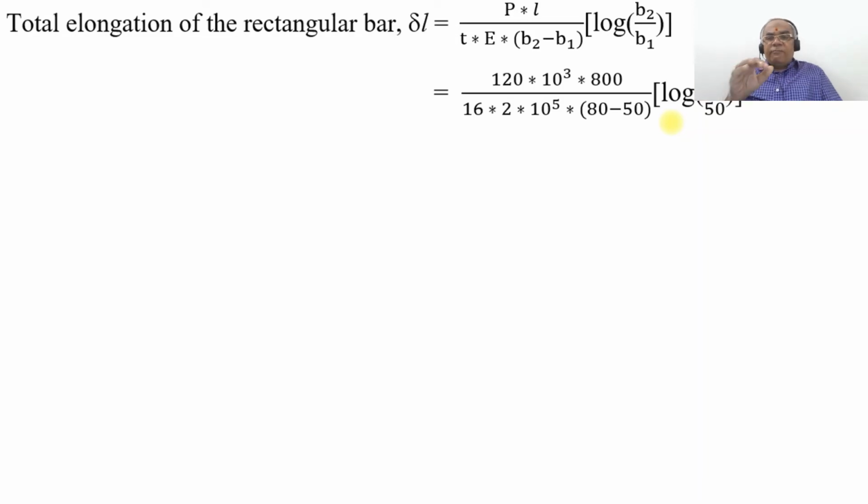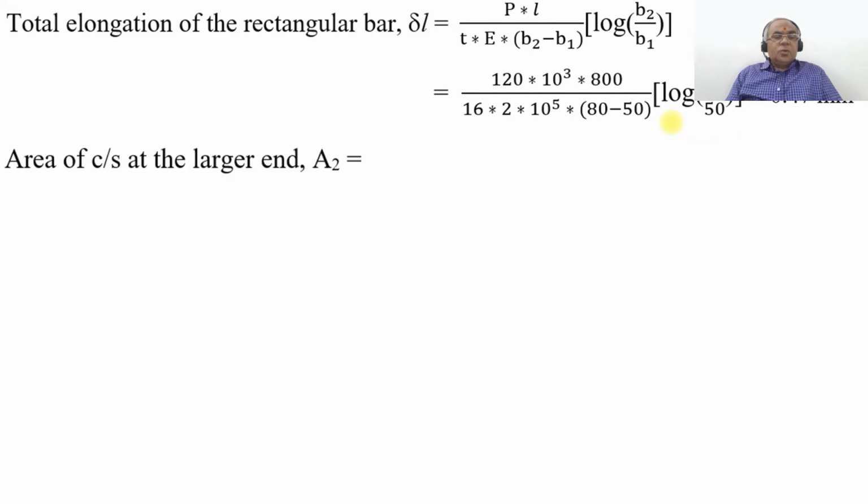So substitute the value of P as 120 into 10 to the power of 3 and the length as 800 divided by thickness, which is 16, E is 2 into 10 to the power of 5, into B2 as 80 minus B1 as 50, into log of B2 by B1, which will be 80 by 50. On simplification, you are going to get 0.47 mm. So area of the cross section at the larger end, which will be A2, is B2 into T, which is 80 into 16, equal to 1280 mm square.